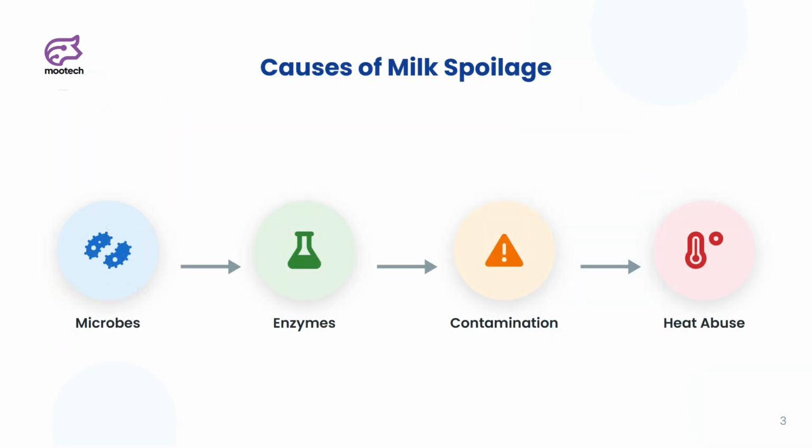Milk spoilage occurs due to four major causes. First, microbes. Bacteria multiply rapidly in warm milk. Second, enzymes. Microbial and native enzymes degrade proteins and fats. Third, contamination. Improper handling introduces additional microorganisms. Fourth, heat abuse. High temperature accelerates microbial activity. This cause-effect chain explains why immediate preservation is necessary.